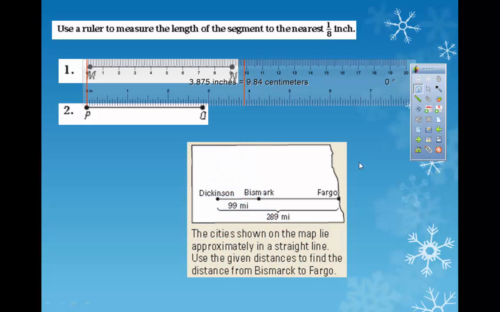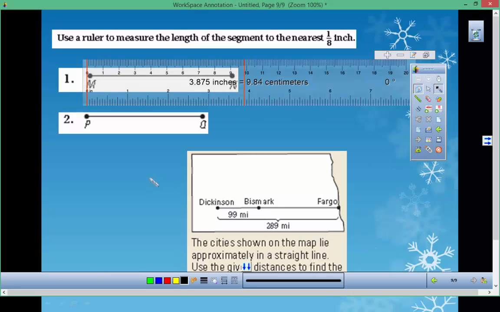Okay, well now try this problem. This problem is almost the same as the previous one, but this time what we have is the total distance, right here. We have this distance from here to here. We don't know this distance. So if you don't know something, we can just put x right there. And so what we could say using the segment addition is that 99 plus x is equal to the total distance, 289.